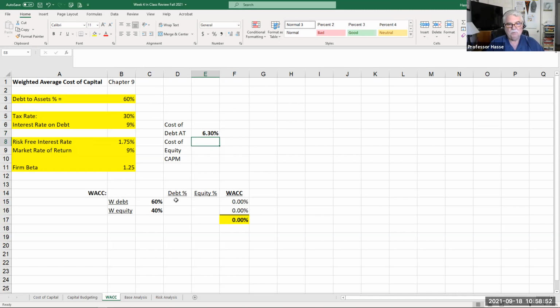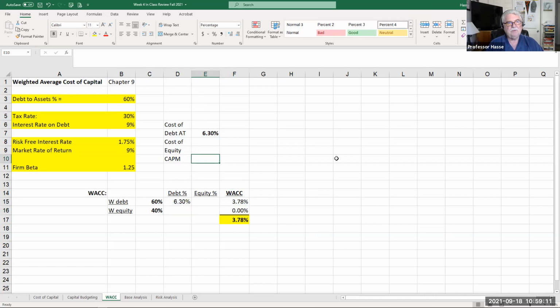Let's put that 6.3 down here and weight it by what share of debt is to assets. It's 60%. Thus, our weighted average after-tax cost of debt is 3.78.